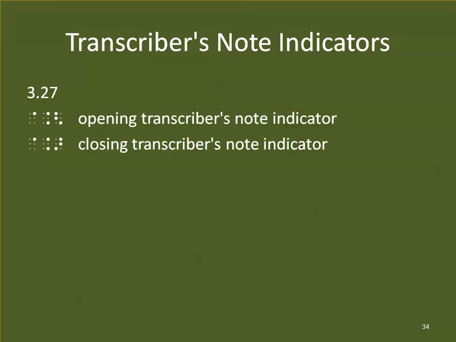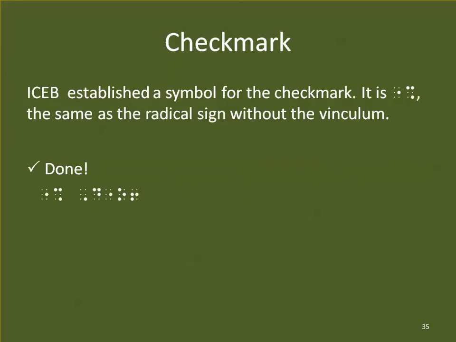Then we have transcriber's note indicators. We've seen these, especially the Braille readers taking this course. So we have the opening transcriber's note indicator and the closing transcriber's note indicator, and those surround any note that we make about changes to the text. There is a symbol for the check mark. It's not in the rule book because it was developed after the rule book was published. So it will be in the new edition, but it's not in the current edition. The check mark is dot 5 and then dots 1, 4, 6. So it's a root and prefix construction, just like everything else. So we would just Braille that as we see it.